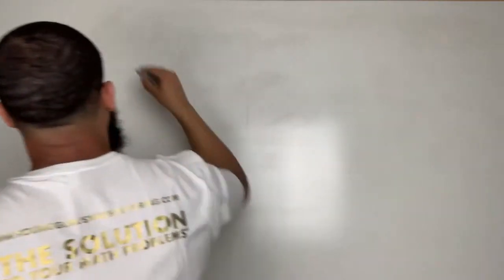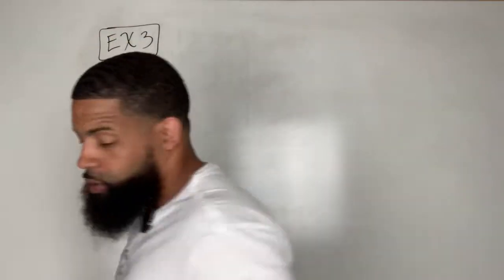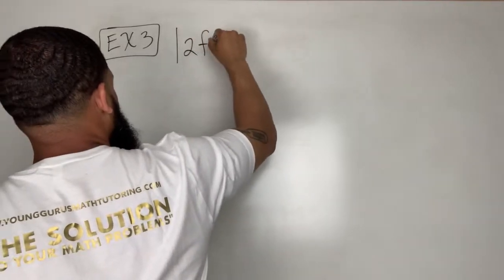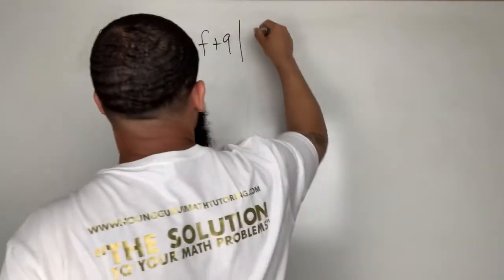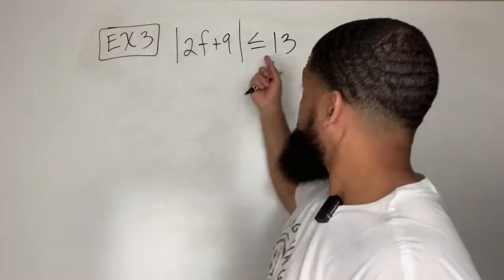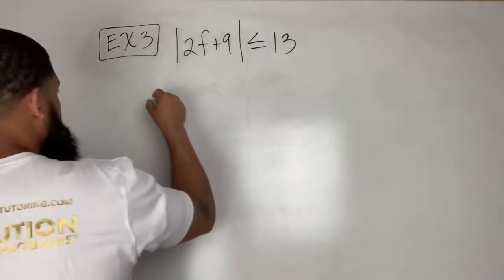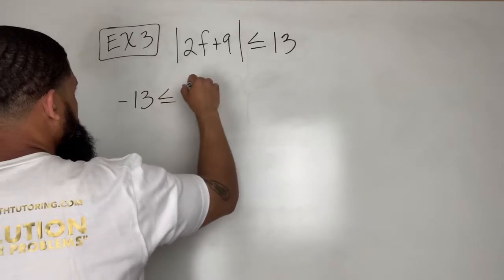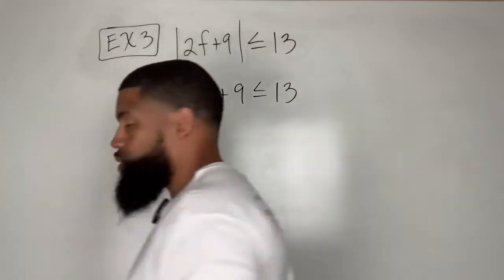So here we have example 3, and example 3 has the absolute value of 2f plus 9 is less than or equal to 13. Now remember, we have less than or equal to, so in this case we need to put it in between. So we want to do negative 13 is less than or equal to 2f plus 9, which is less than or equal to positive 13.